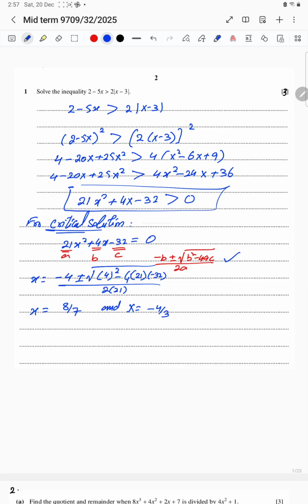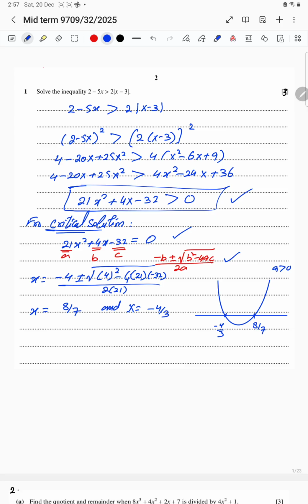As a is positive, it's a happy face here in the graph. If we want to plot the graph of this quadratic function, it will be happy because a is greater than 0. So here I can say it's minus 4 by 3, and here it's 8 by 7. I can't say these are my answers. I need to justify the inequalities.